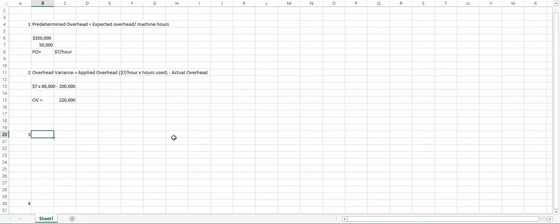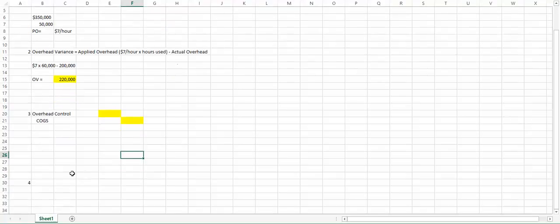The third part is you have to complete a journal entry. For this one, again, on pages 135, 136, it goes over the journal. What the journal entry should look like is overhead control, and then you're going to have cost of goods sold. And the amount that you will use for these is actually the overhead variance. So it's a straight journal entry.